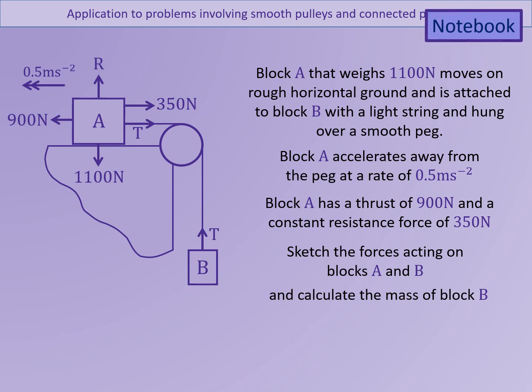Block B has tension in the string, and this is the same T value as is acting on A. It also has a weight force. Because we don't know the mass of B, we can just call the weight mg for now, and then calculate m later in the question. As A and B are connected by the string, if A is accelerating away from the peg, B must be accelerating upwards towards the peg. They both have the same acceleration, 0.5 meters per second squared.